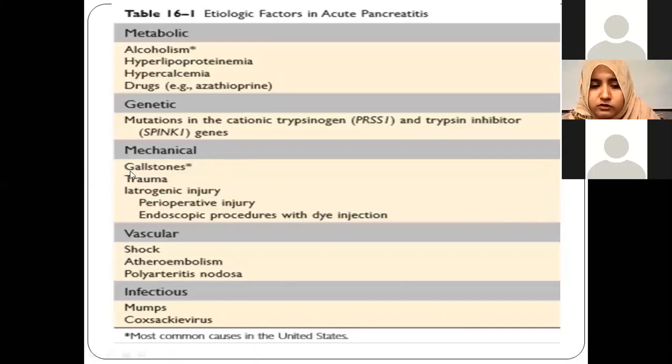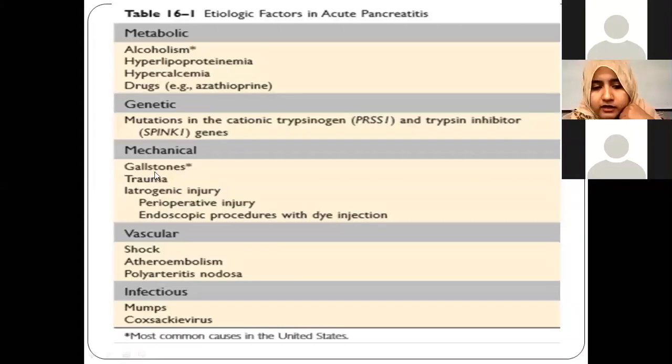In this, gallstone is the most common cause. Then comes alcoholism. Among metabolic causes, it could be hyperlipoproteinemia. Hypercalcemia is one of the etiological factors you should know, because calcium is responsible for converting trypsinogen into trypsin. So whenever there is hypercalcemia, it can cause acute pancreatitis. Among drugs, there are many, but remember azathioprine. Genetic mutation: 5 to 6 genes are there which you should learn, which impair the trypsin activity and do not inhibit the trypsin activity. They can lead to pancreatitis.